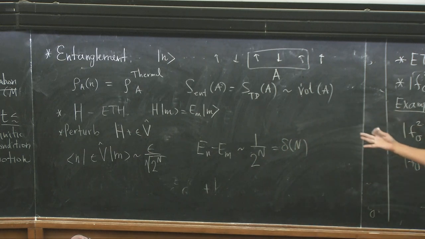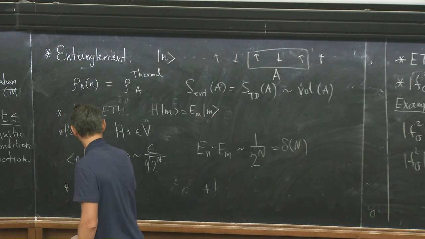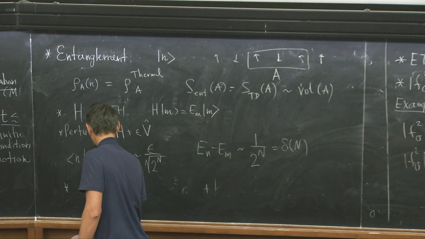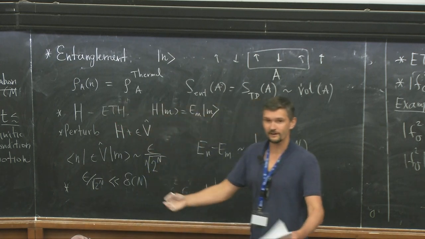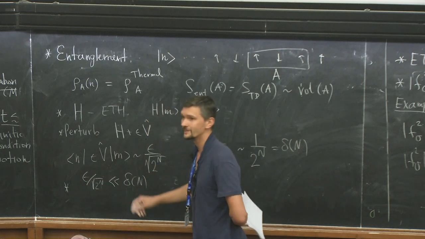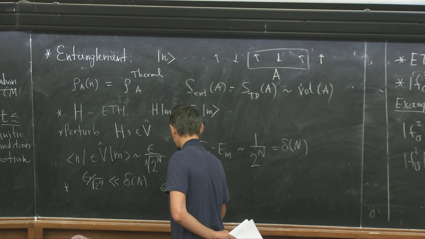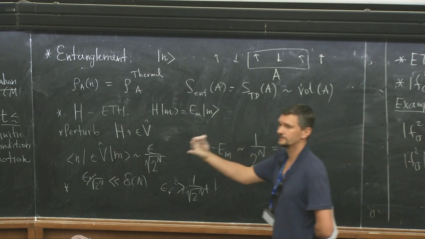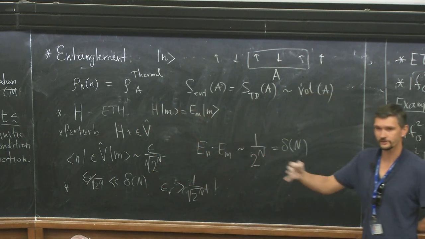And what you see is that perturbation theory here breaks down miserably. Because for perturbation theory to have only a perturbative effect on eigenstates, I need that matrix element, epsilon over square root of 2 to the power n, to be much smaller than delta of n. And this breaks down already for a perturbation which is exponentially small. So if my epsilon star is greater than 1 over square root of 2 to the power n, I have resonances. So I have to do degenerate perturbation theory essentially, and my eigenstates would be reshuffled. I'll get a new superposition.